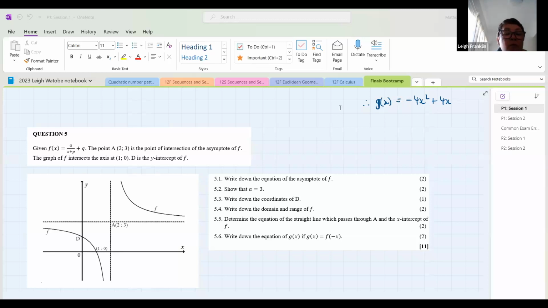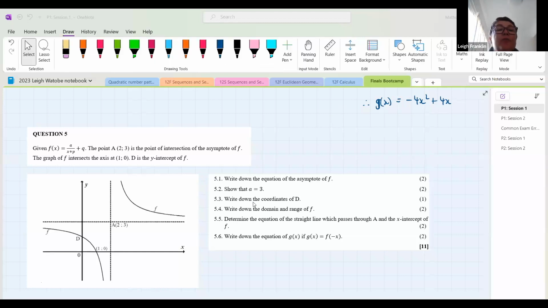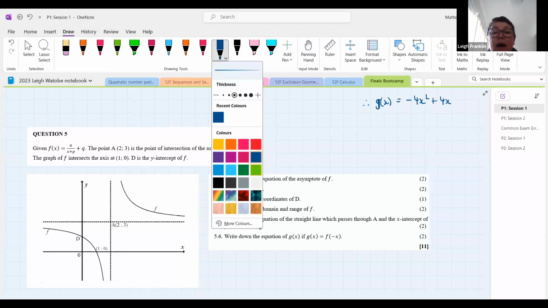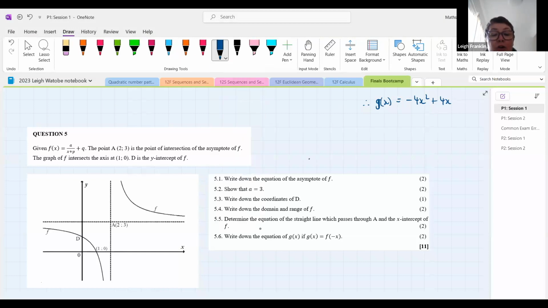Okay, so D is the y-intercept. So for the y-intercept, you're going to let x be equal to 0. You know that the equation of f, because you would have calculated that already, so let's just put 5.3 over here. So you know your equation of f is going to be 3 over x minus 2 plus 3. Did everybody have that?